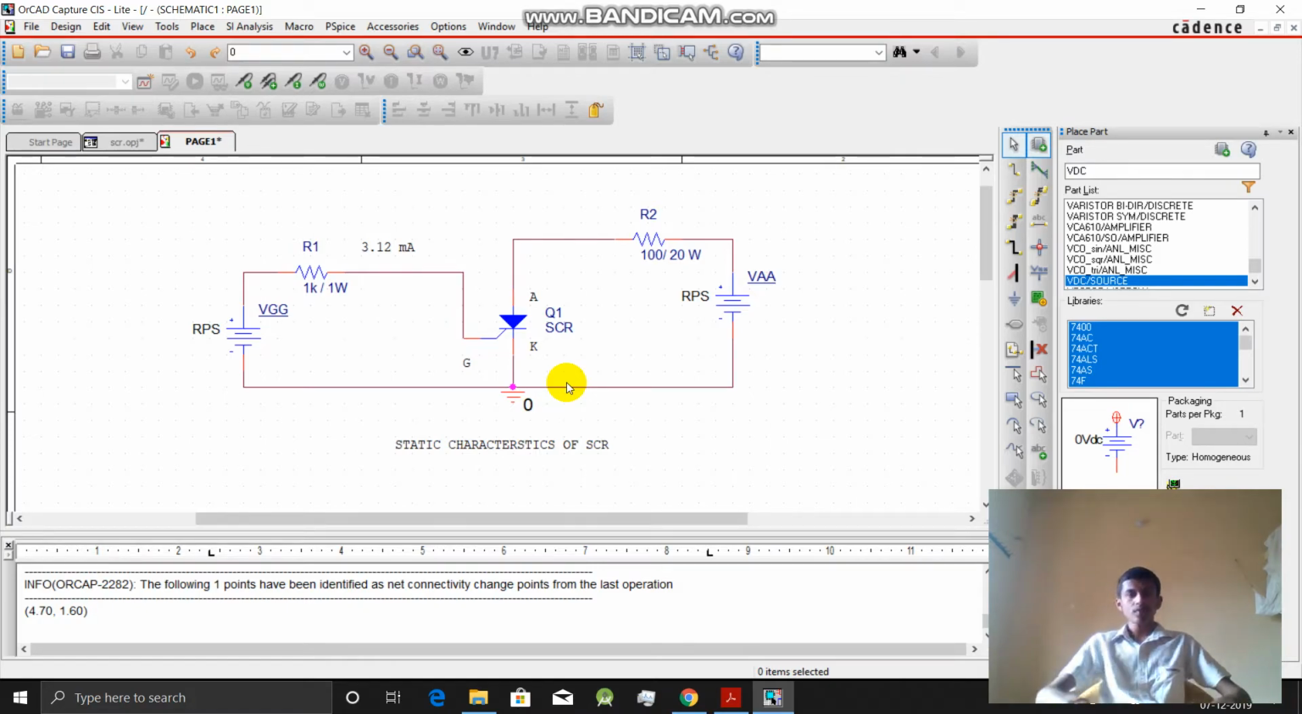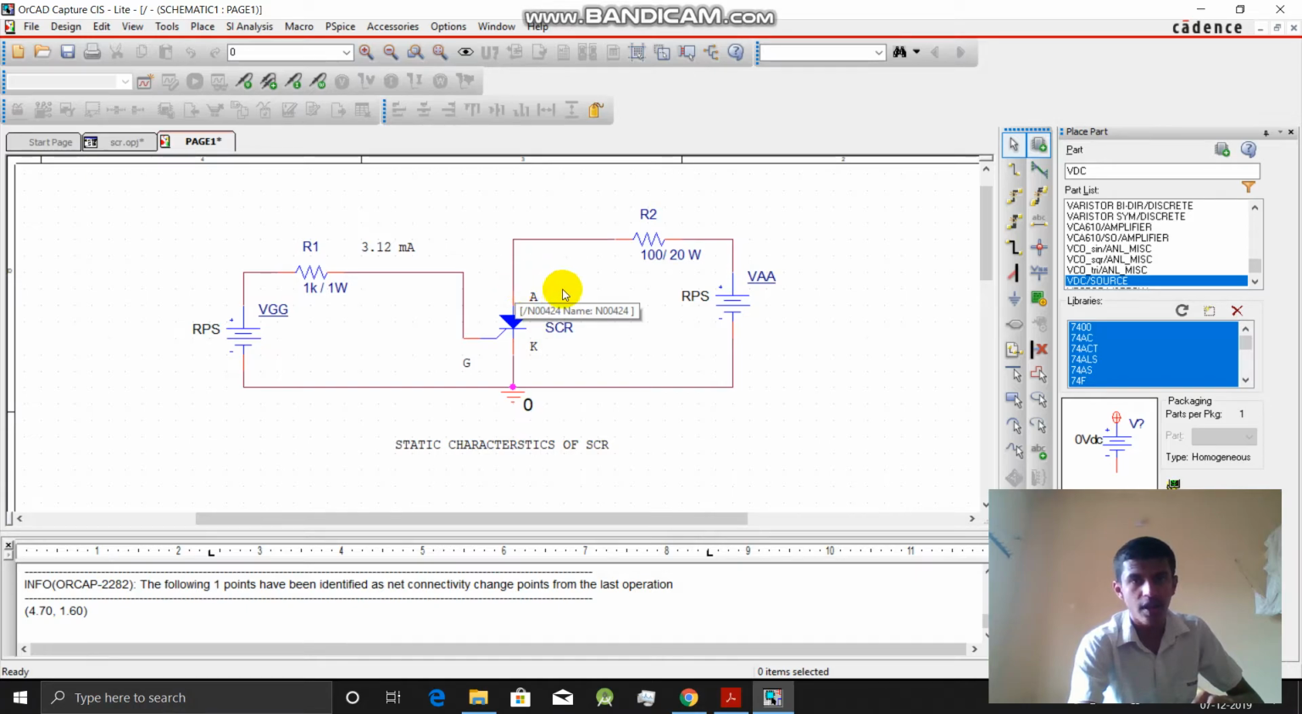So now how to do that? We kept 3.12 milliamps by changing this RPS voltage. If we change this voltage, then this current also changes. So we need to set this 3.12 milliamps by looking at the ammeter, and after that we need to increase this RPS which is connected between anode and the cathode. We need to increase this in small steps. Initially the RPS voltage, that is voltage VAK, is 0. Then I am increasing that RPS voltage. Then we need to observe the current through the anode.